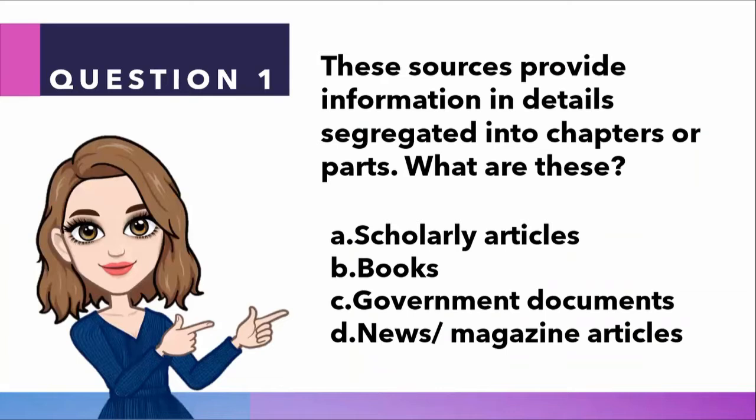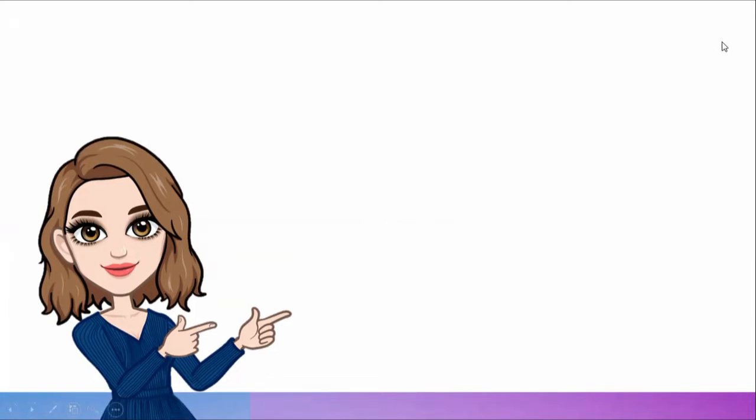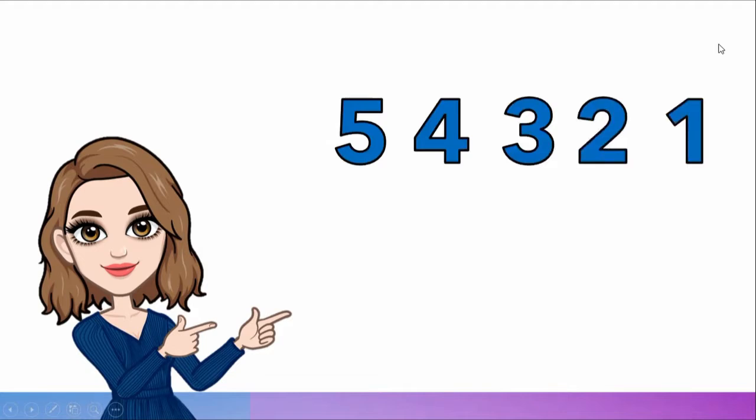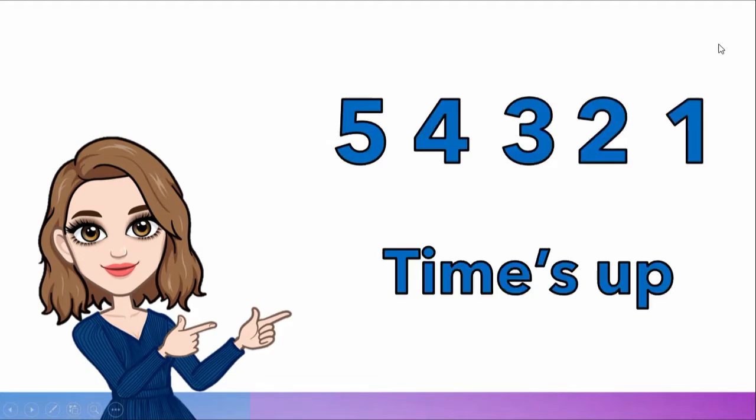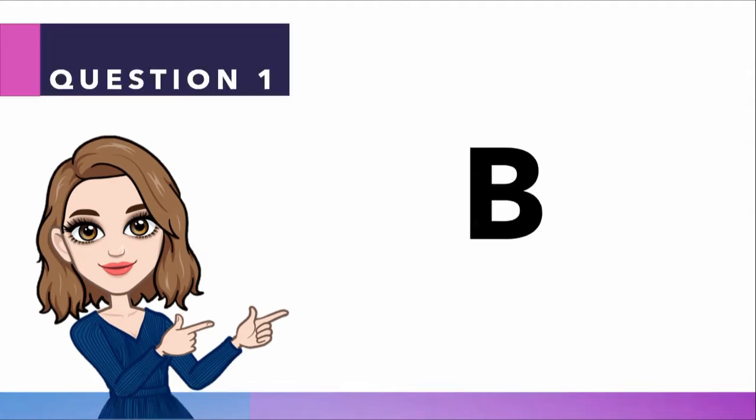Question number 1. These sources provide information in details segregated into chapters or parts. What are these? Is it A, scholarly articles, B, books, C, government documents, or D, news and magazine articles? Time's up. Let us see. What is your answer? The correct answer is letter B.